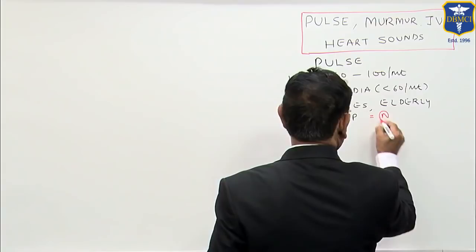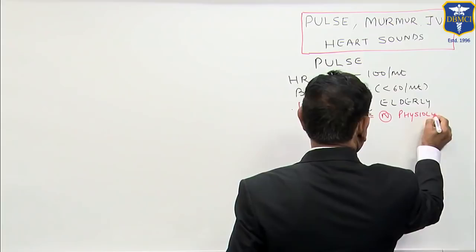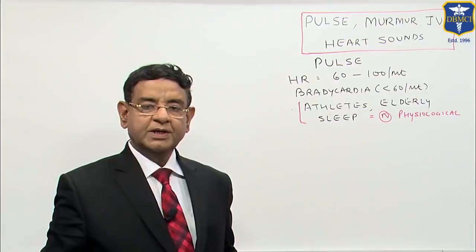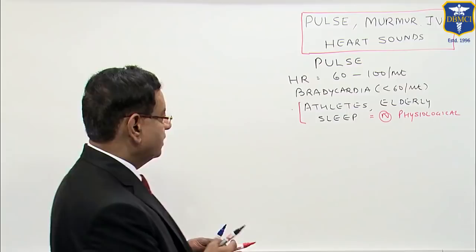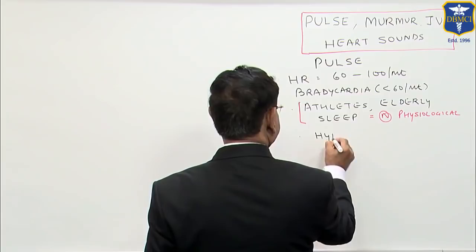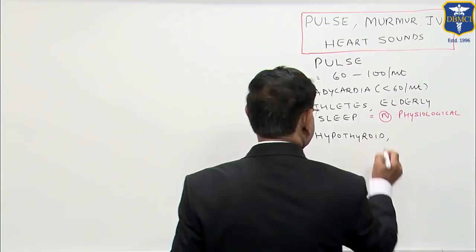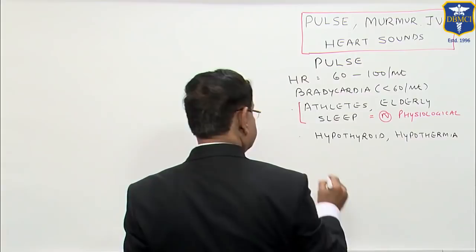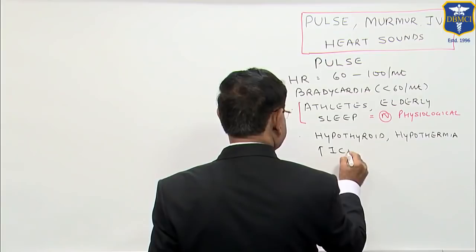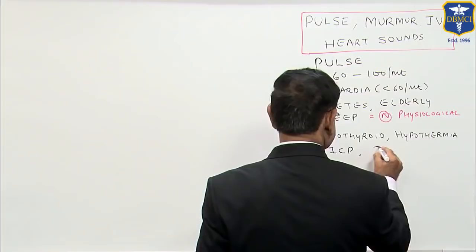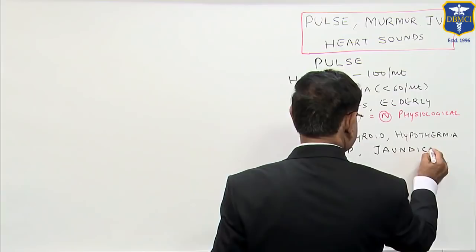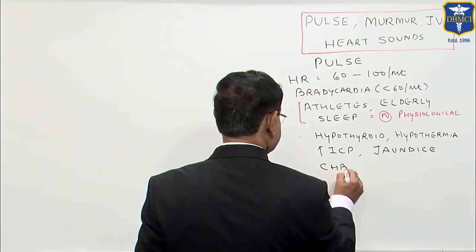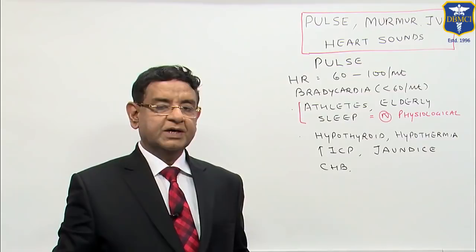Normal physiological condition. Okay. Now, what are the pathological causes of bradycardia? They include hypothyroid, hypothermia, raised intracranial pressure, deep jaundice, complete heart block. These are some of the pathological causes of bradycardia.